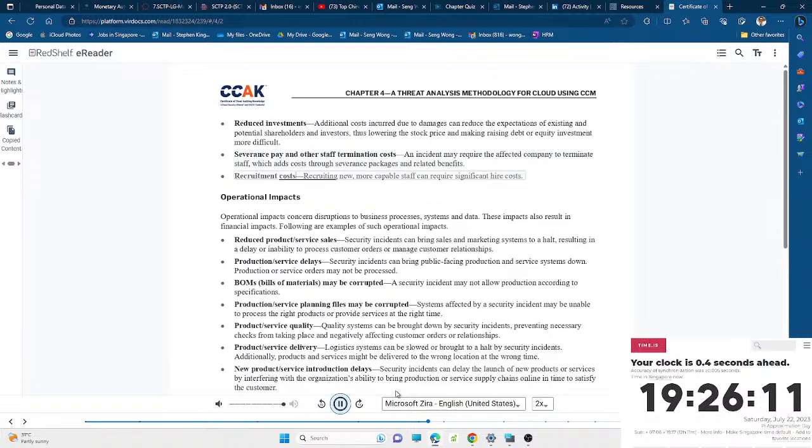Recruitment costs. Recruiting new, more capable staff can require significantly higher costs. Operational impacts. Operational impacts concern disruptions to business processes, systems, and data. These impacts also result in financial impacts. Following are examples of such operational impacts.